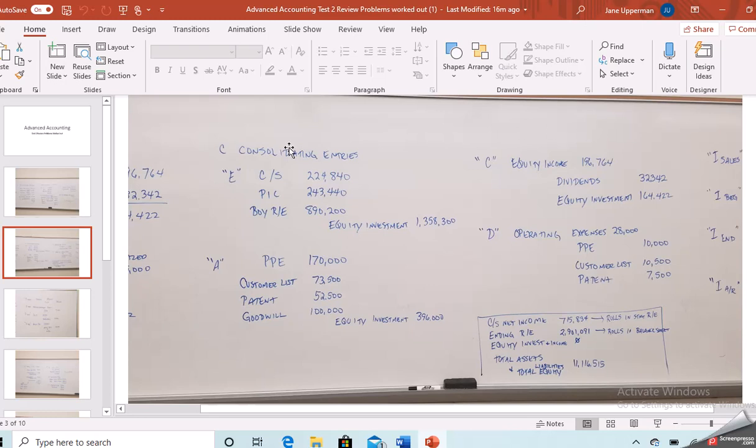So again, these four entries are the same as what we always do. So hopefully that makes sense. Here's my little double checks down here again: your consolidating net income rolls into your statement of retained earnings, your ending retained earnings roll into the balance sheet, you zero out your equity investment, and your assets and your liabilities tie out.